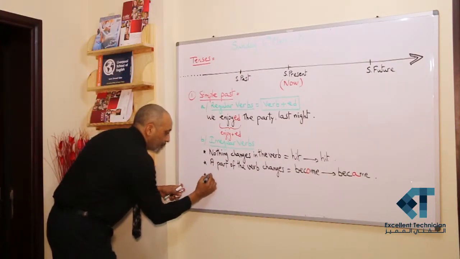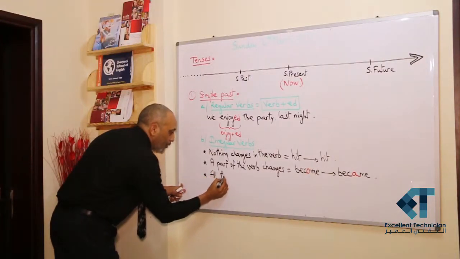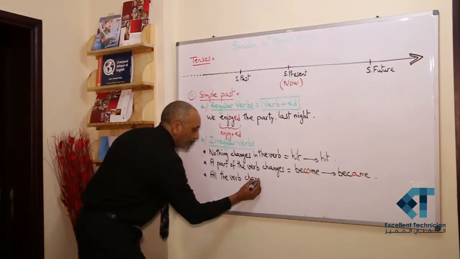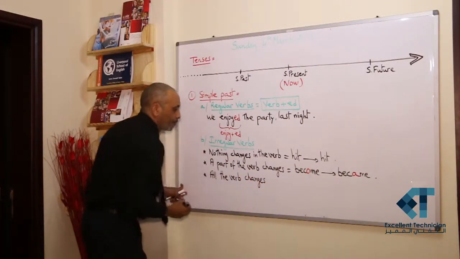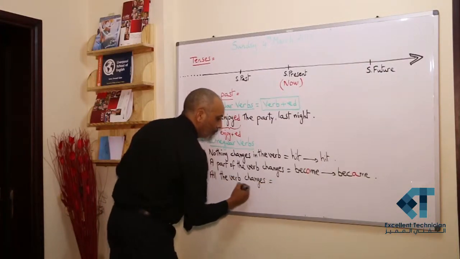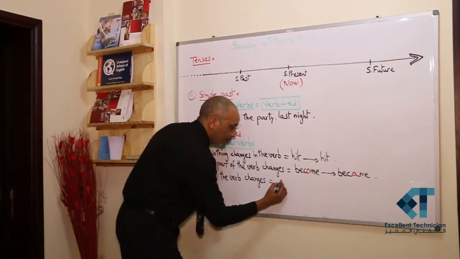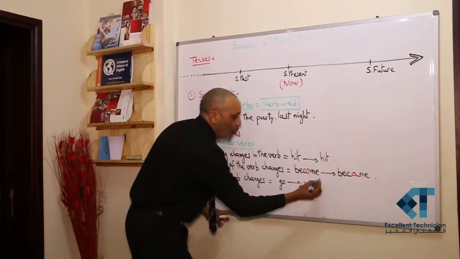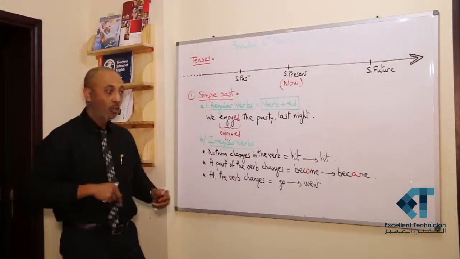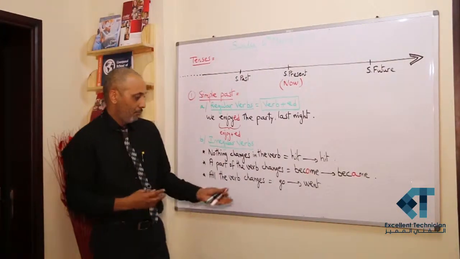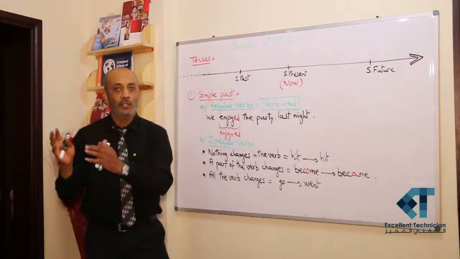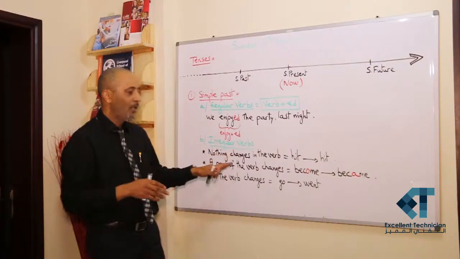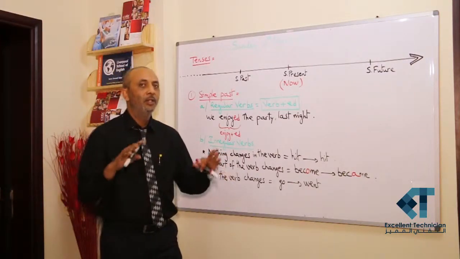Sometimes all the verb changes in the past. Example, go, went. Go in the present, went in the past. As you can see, all the word changes. So there is no rule at all. They are awkward, they are irregular, they are not following any kind of rule.